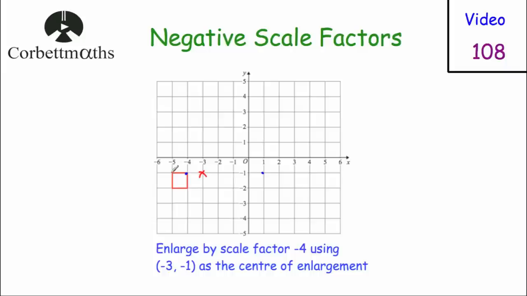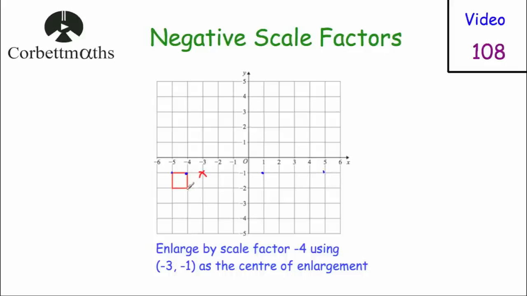Okay, our next point, so this point here. This point was 1, 2 to the left from our center of enlargement. So instead of going 2 to the left, we're gonna go 8 to the right. So it's gonna be 1, 2, 3, 4, 5, 6, 7, 8. So it's gonna move to here. So we've done these two points.